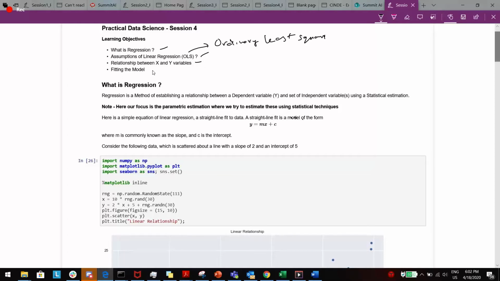And also what are some of the key things which you need to look at while fitting the model. So these are the topics we are going to cover in today's session.